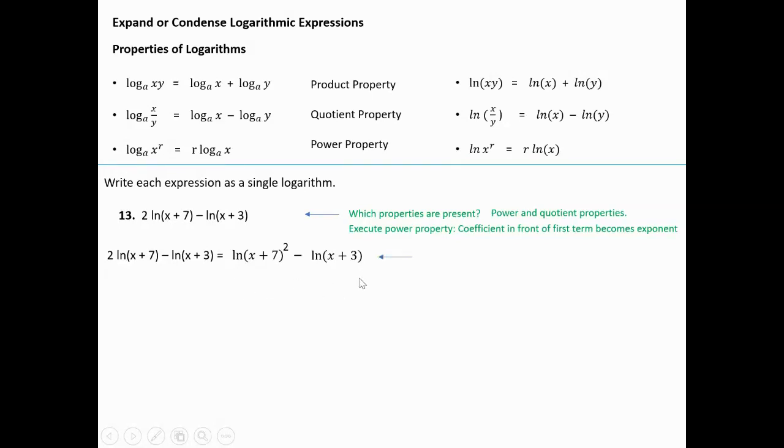Then we're going to execute the quotient property. Subtract, right, because we have the quotient. So here's where we write it as a single log. So it's going to be the log of (x plus 7) squared over (x plus 3). This is my solution, guys. We went from expanded to a single log.